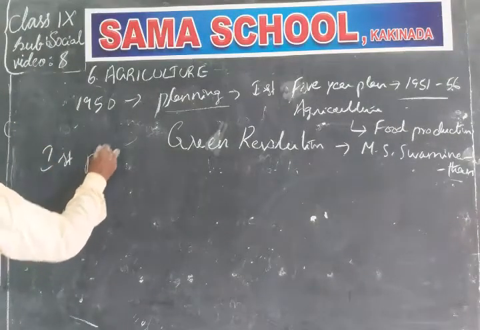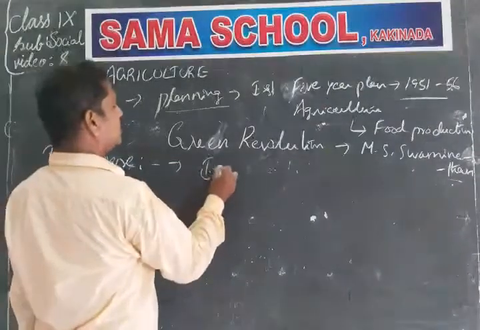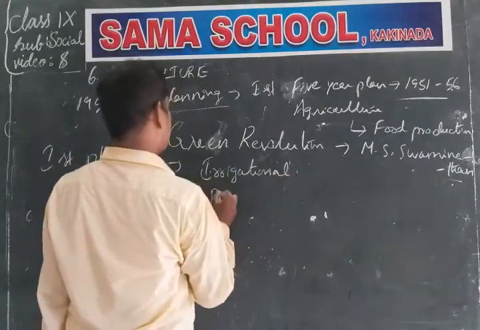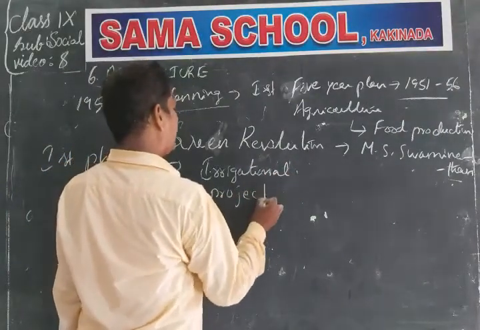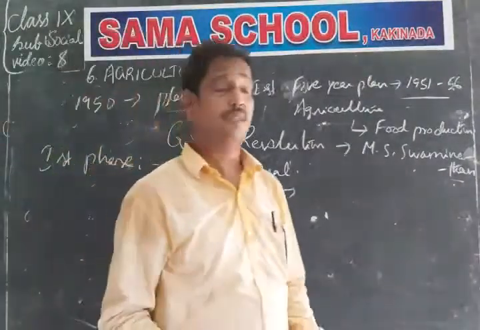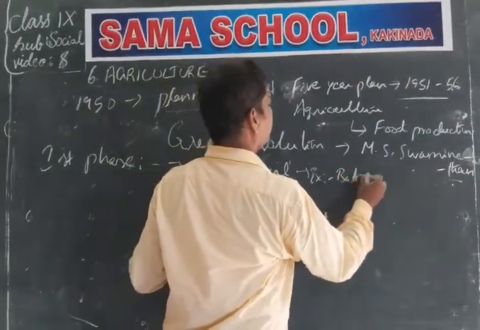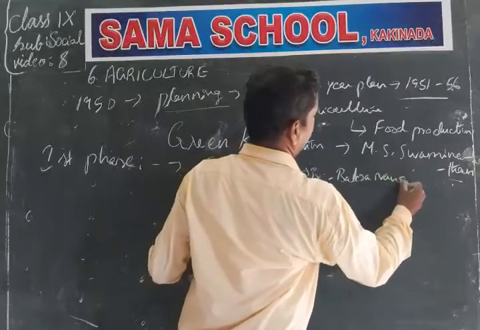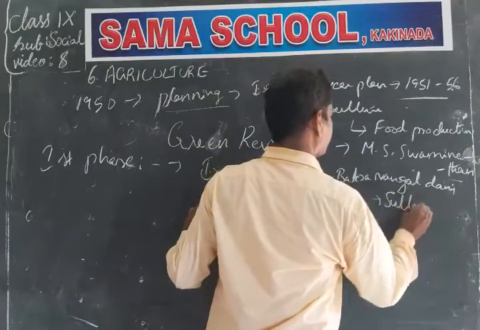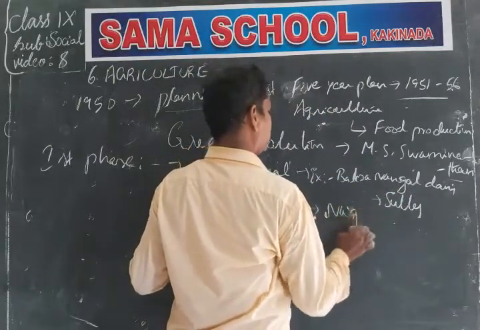In the first phase, we gave priority to irrigation projects. That means we should construct irrigation projects to supply water to the fields. So we constructed different dams across different rivers. For example, Bhakra Nangal Dam across the river Satluj. In the same way, Nagarjuna Sagar Dam across the river Krishna.